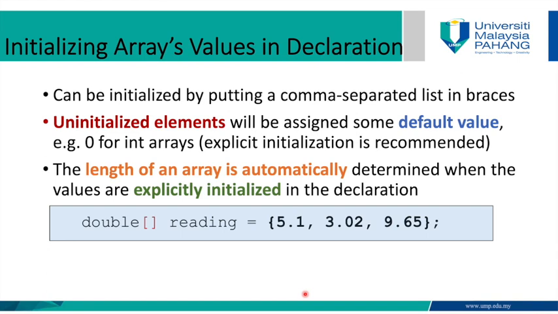For example here, double square bracket reading equal to 5.1, 3.02, 5.65. That means all of this will be added into the array. This will be in one location, this will be in another location, and this in another location. That means each of these values will have their own index reference.